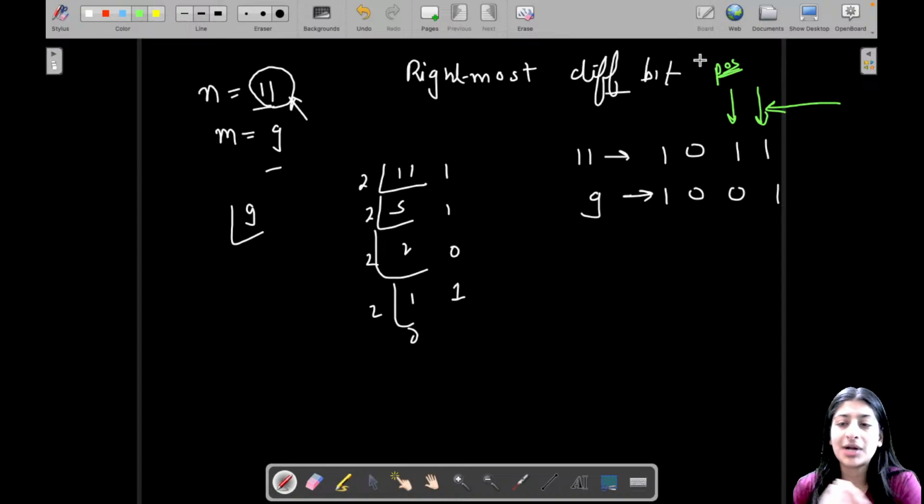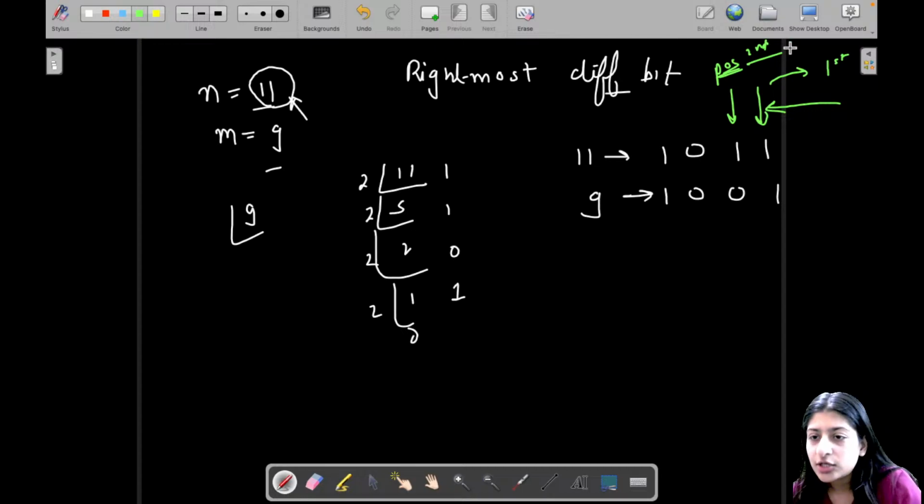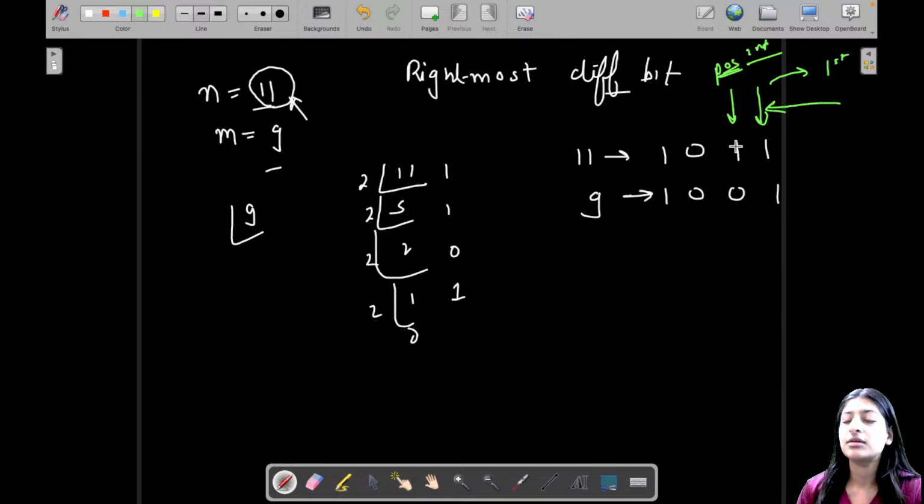When I'm traveling from the rightmost index, the very first time I find the bits to be different in both the numbers is this position. So you have to return this position. This will be treated as the first position, this is treated as the second position. So from the right you are traveling and checking at which position you find the first different bits. This comes out to be this position.